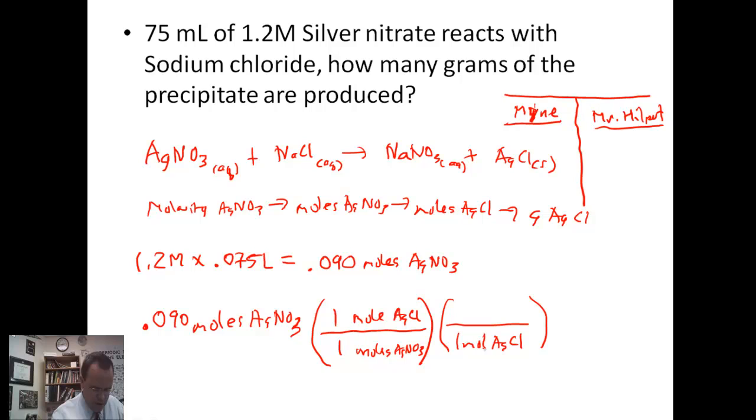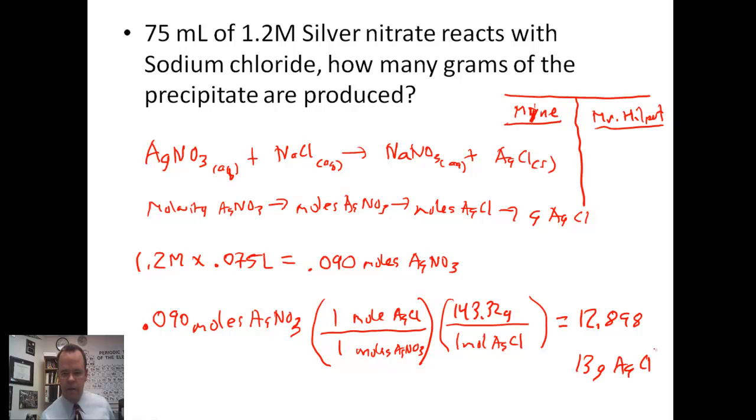107.87 for silver, plus 35.45 for chlorine. So 143.32 grams. So 0.090 times 143.32 gives me, with 2 significant figures here, 12.898, which comes out to 13 grams of AgCl.